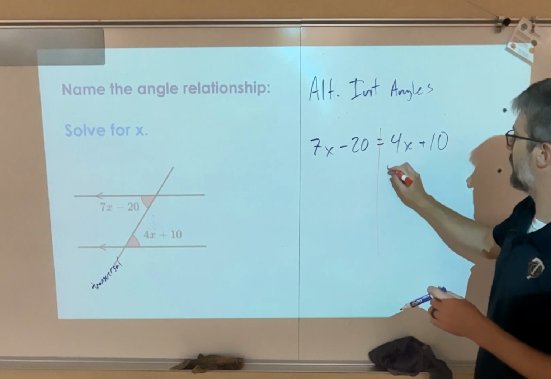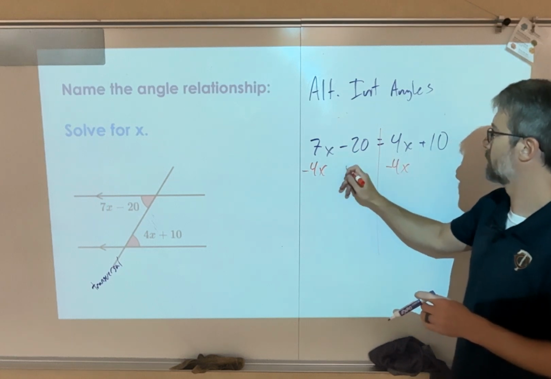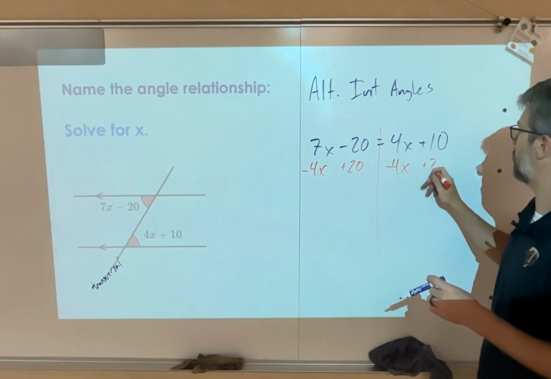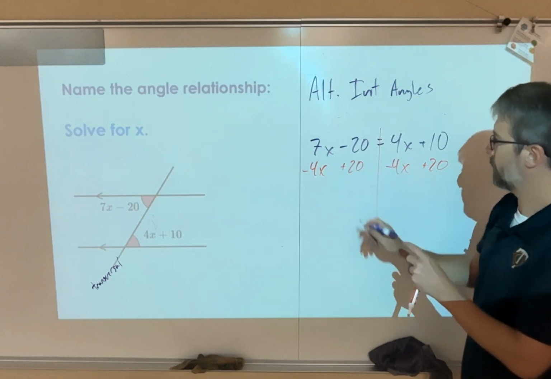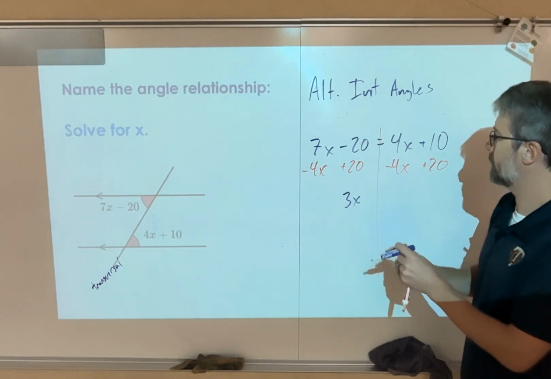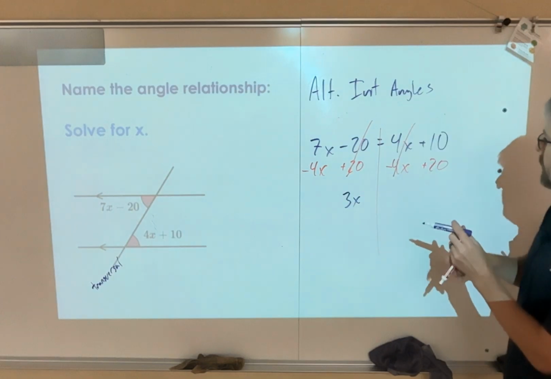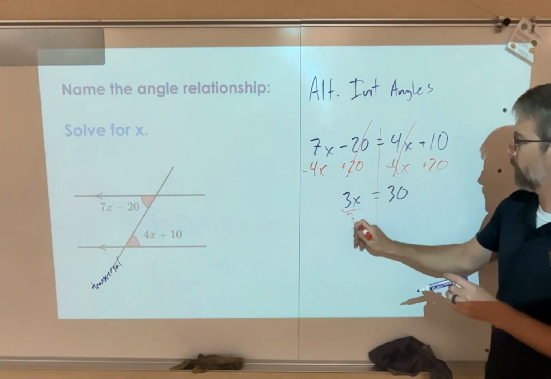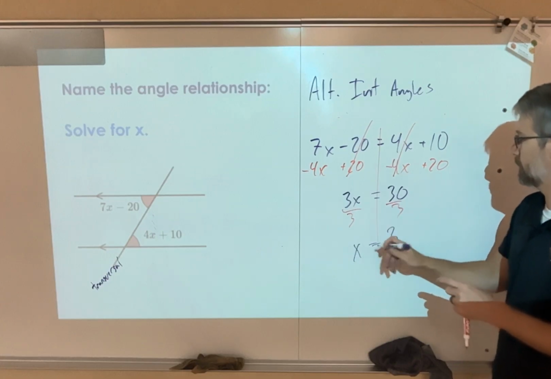Right, let's move our x's over. I'm going to try to keep x positive if I can. And we're going to move our 20, or minus 20, over by adding it to both sides. Now what am I left with? I've got 3x and the 20's cancel out. The x's cancel out and I'm left with 30. And so now if I divide, I should get x equals 3.